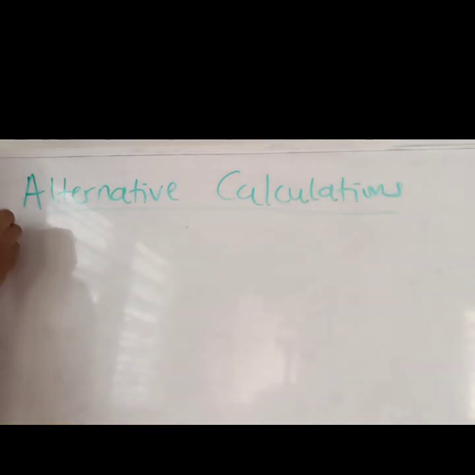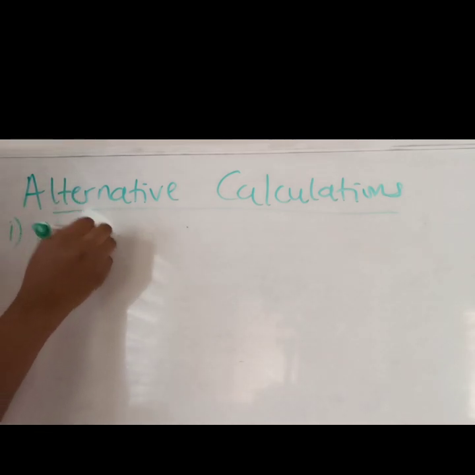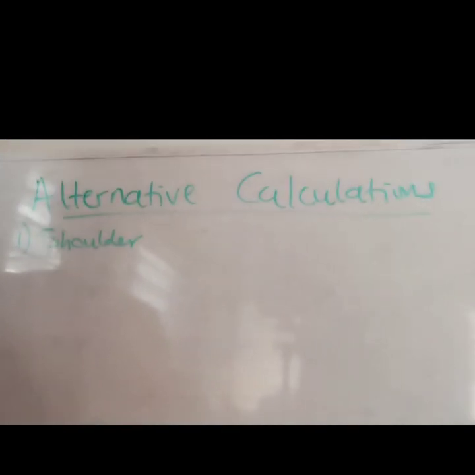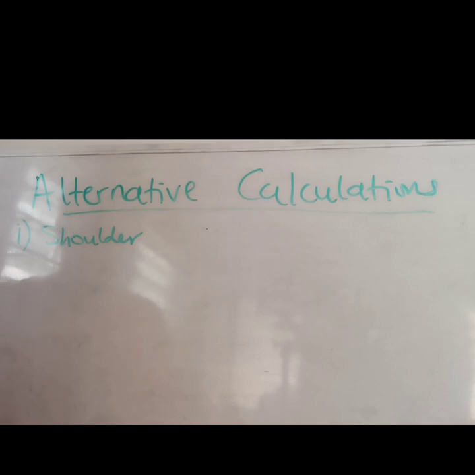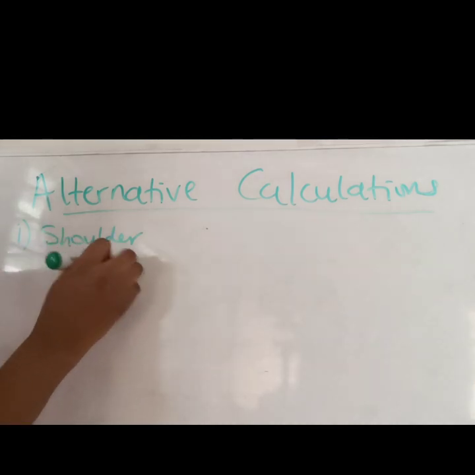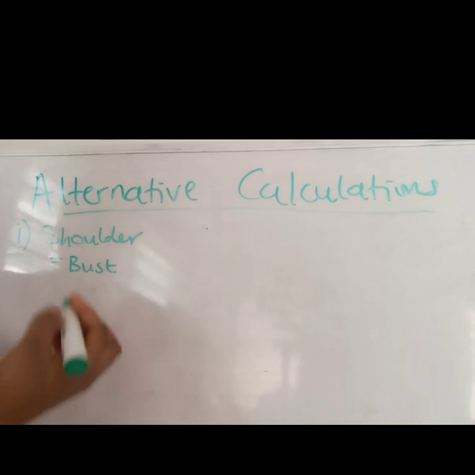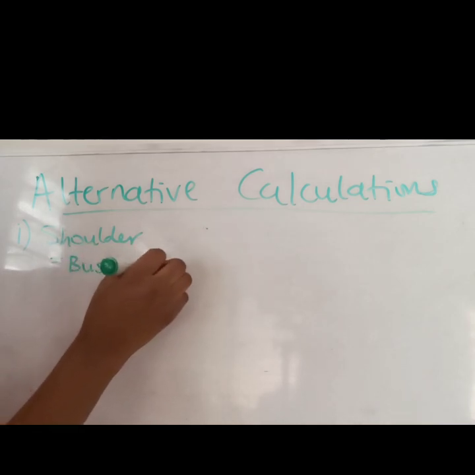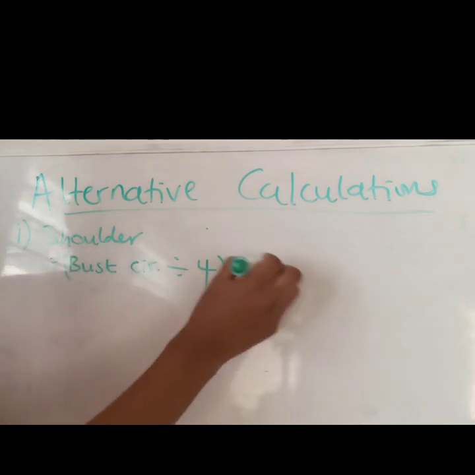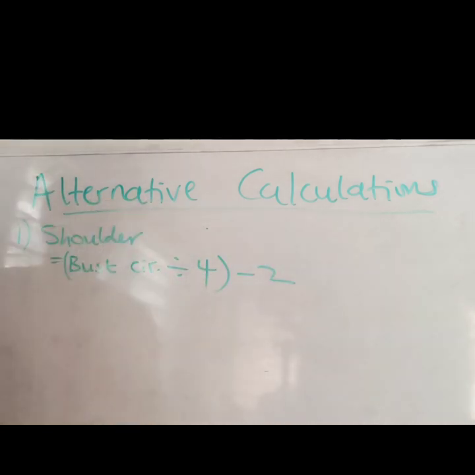The first one we want to look at is the shoulder measurement. If you are given a measurement but you are not given the shoulder, how do you determine the shoulder? Well, it is simple. To get the shoulder, you simply take your bust circumference divided by 4, minus 2. That will give you your shoulder.